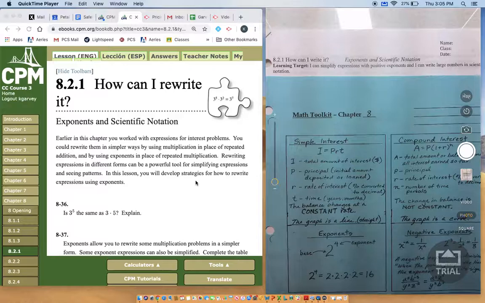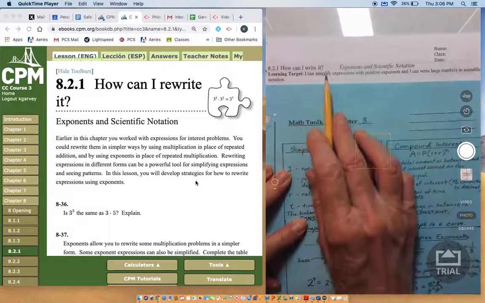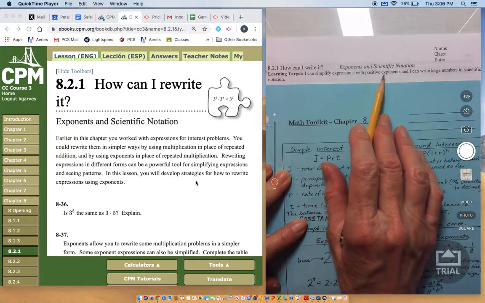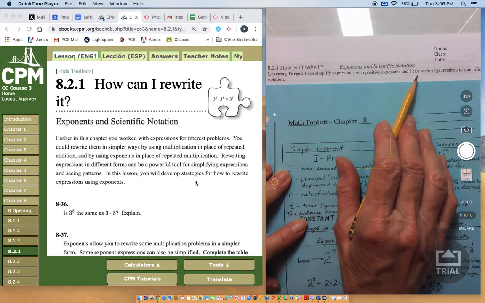This section is 8.2.1. How can I rewrite it? Exponents and scientific notation. The learning target for this section is I can simplify expressions with positive exponents, and I can write large numbers in scientific notation. So at the end of this lesson, you should be able to say this.